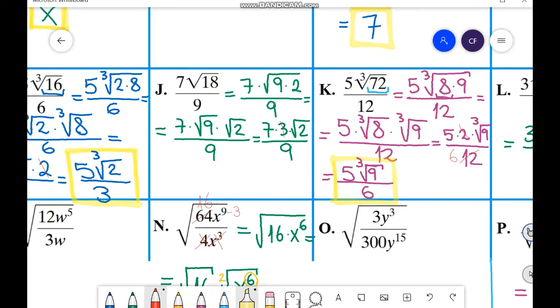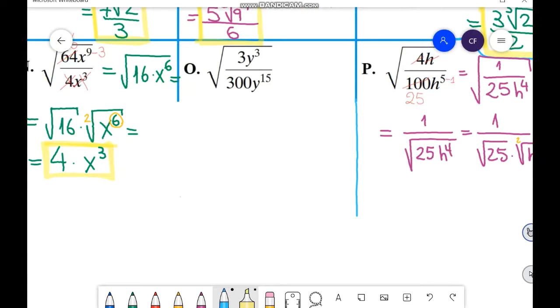And 9 divided by 3, 3. The answer is 7 square root of 2 over 3. That is going to be the answer for letter J. And you're asking also letter O. Letter O.